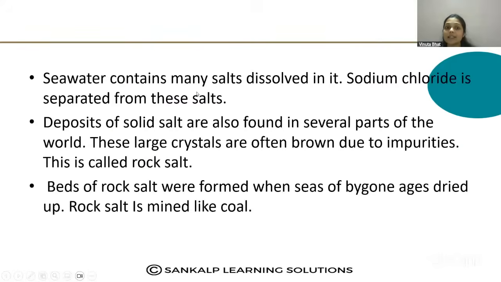Sea water contains many salts dissolved in it. Sodium chloride is separated from these salts, and deposits of solid salt are found in several parts of the world. These large crystals are often brown due to impurities. This is called rock salt.